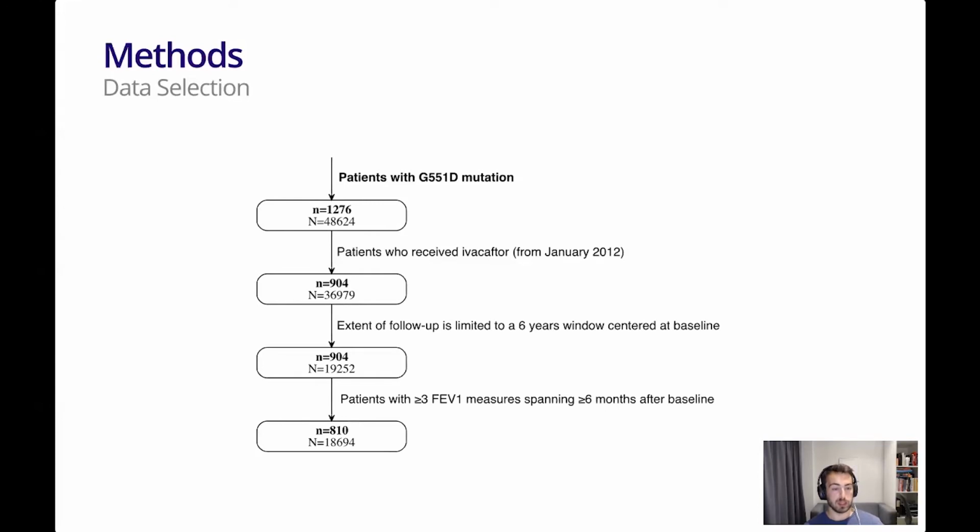We then included subjects who had more than 2 FEV1 measures over 6 months from baseline while they were on ivacaftor therapy. In total, 810 patients met inclusion criteria, amounting to around 18,000 observations.